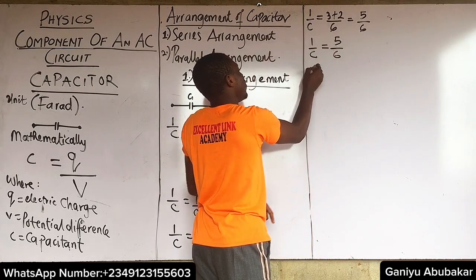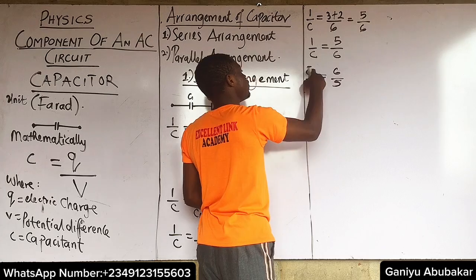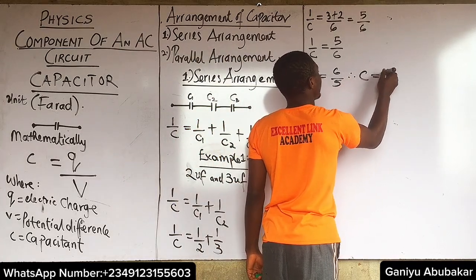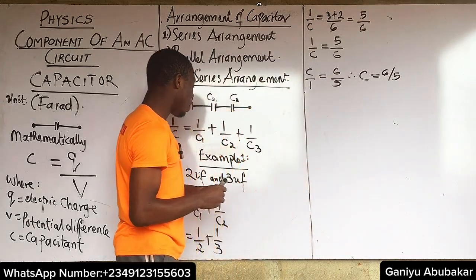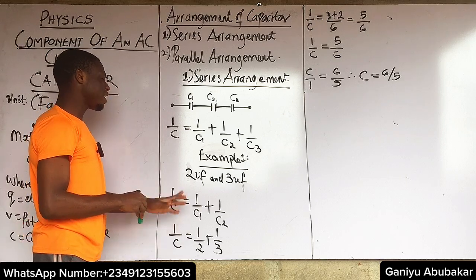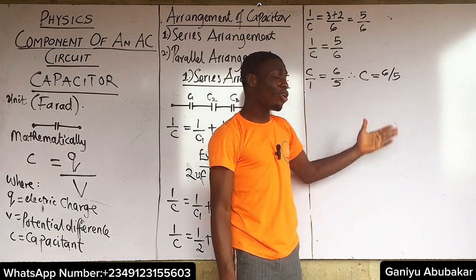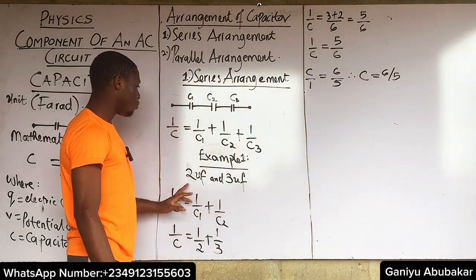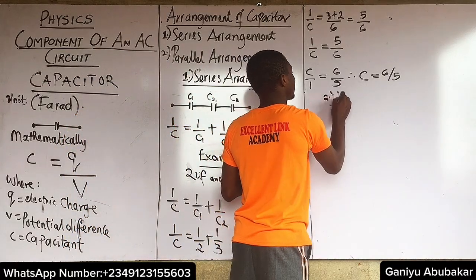Take them up back. I'll have C over 1 is equal to what? 6 over 5. So 6 over 1 is what? Is C. So therefore, C is equal to 6 over 5. So it means that the equivalent capacitance of this capacitor is given as 6 over 5. So this becomes the concept of series arrangement of capacitor. Let's discuss the second one, called the parallel arrangement.